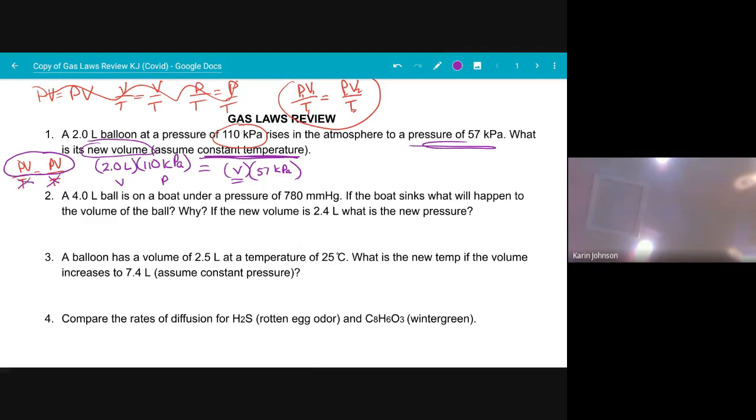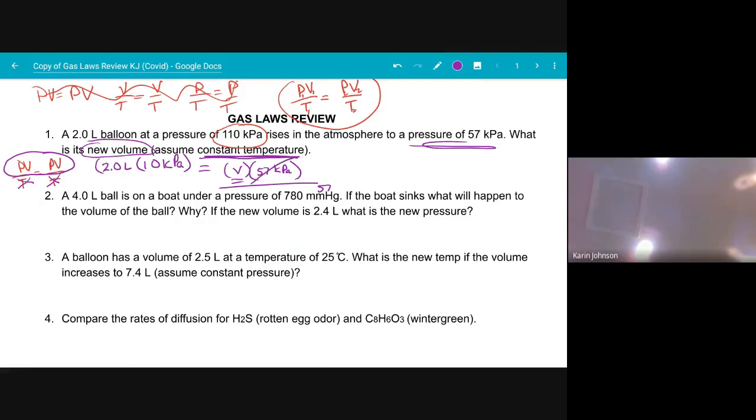So now I have to solve for V. And just to remind everybody about how to solve for V, you just isolate it. And if you're having problems with your algebra, I want you to be sure to tell me that you're having problems, because then I can practice that with you. But so we divide this side by 57.